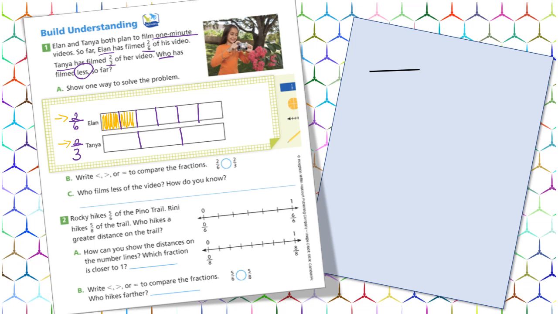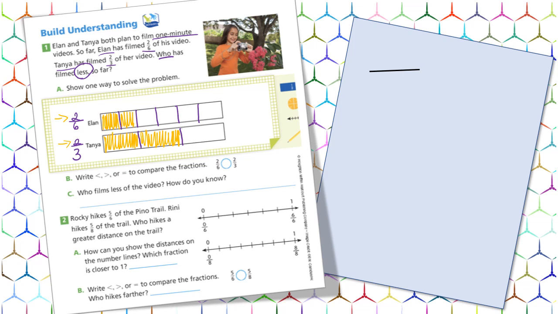So 2 parts out of 6 and 2 parts out of 3. Do you notice anything? Well, I notice that Tanya's 2 parts are a lot bigger than Alon's 2 parts.